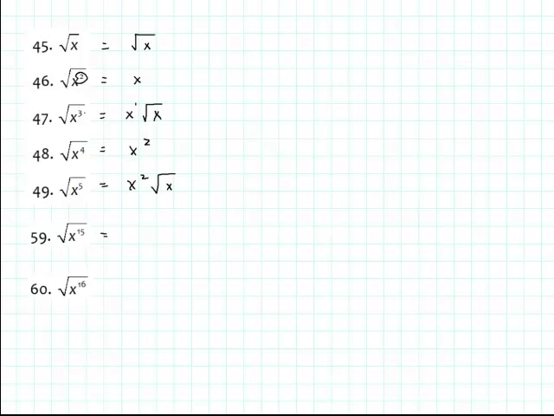X to the 15th. If you have 15, that means you have 7 pairs. Unfortunately, there is an extra. X to the 16th. 16th is exactly 8 pairs. Nothing extra.